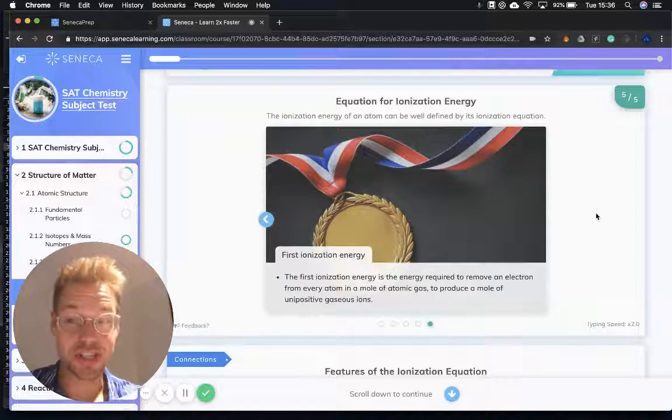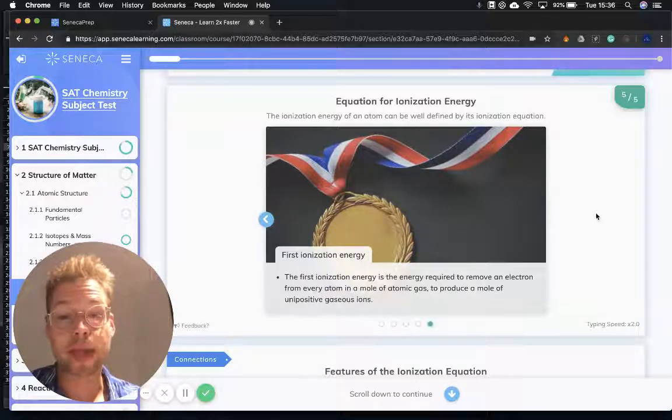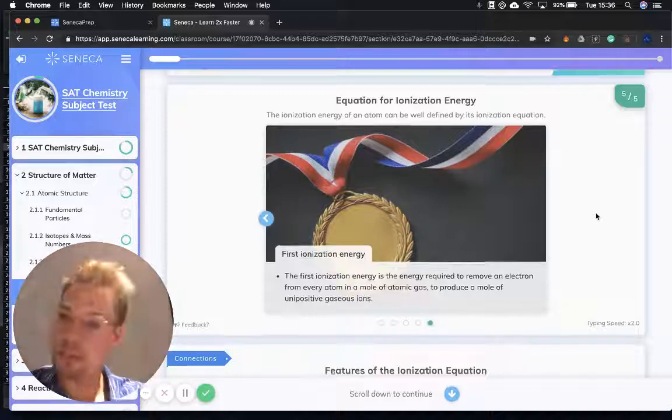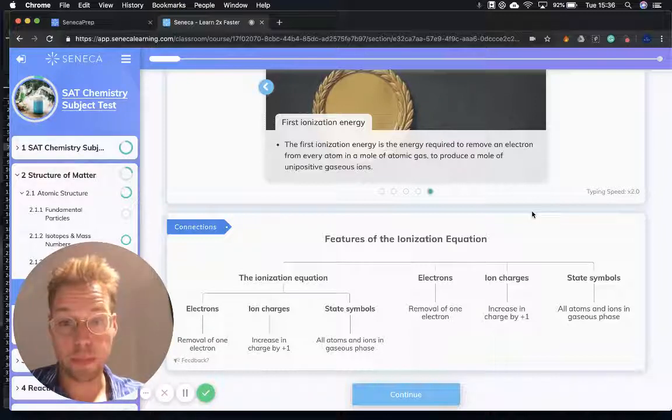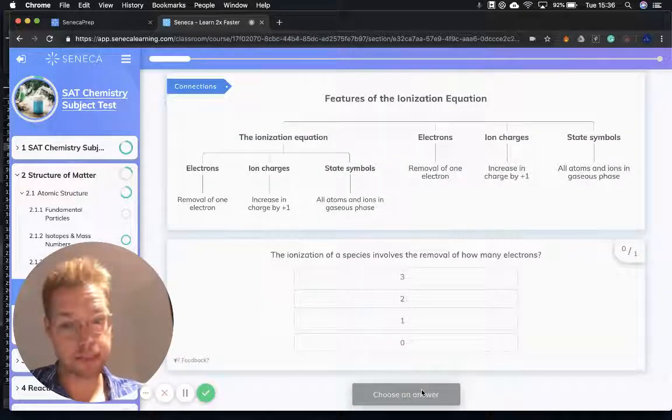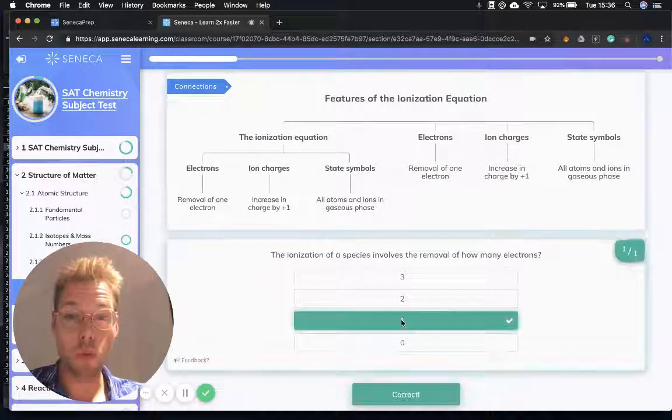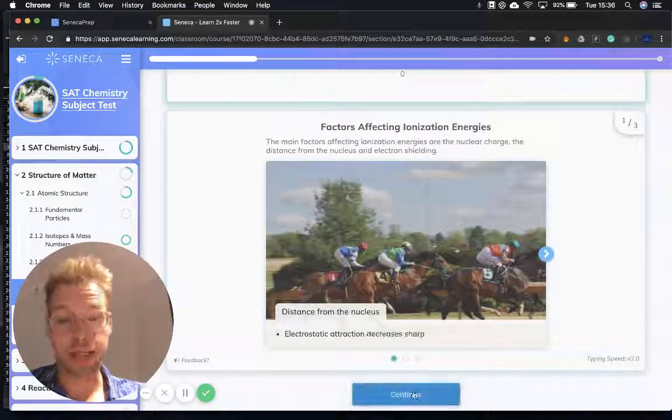So the first ionization, the nice little key definition coming right at you, is the energy required to remove an electron from every atom in a mole of gaseous atoms to produce a mole of gaseous 1+ ions. Bam! We love a definition. Such fun. So let's go over the key facts you need to remember about the ionization equation. Electron, we remove one electron. Ion charges, the charge increases by 1, and state symbols, all the atoms are in the gaseous phase. So remember, we just remove one electron per ionization energy.